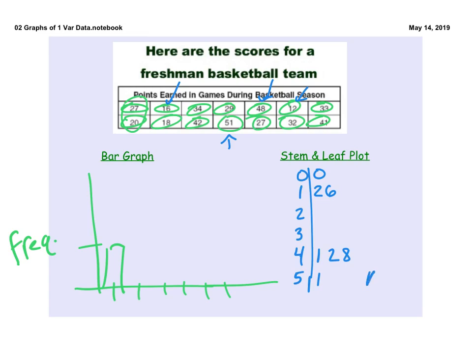But if you wanted to make a key, just like on our other one, we could say 5/1 equals 51 to show people how to read this graph.